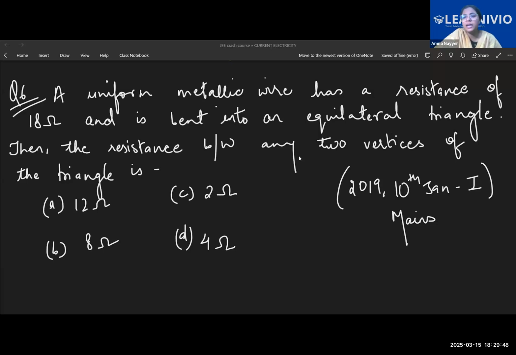See, this says that a uniform metallic wire has a resistance of 18 ohm. So both of you are appearing for the JEE for the first time, or is it a second or third attempt? Second time, ma'am. Second, ma'am. Okay. So this was your drop year. No, ma'am, I gave it in the first attempt when I was in 12th. Okay. So how was it? How was the score? It was fine. No, it was just an attempt. We did not prepare so much.